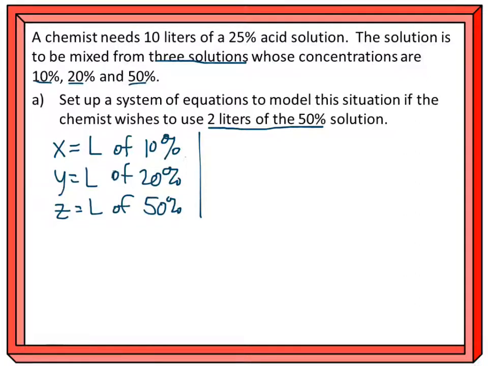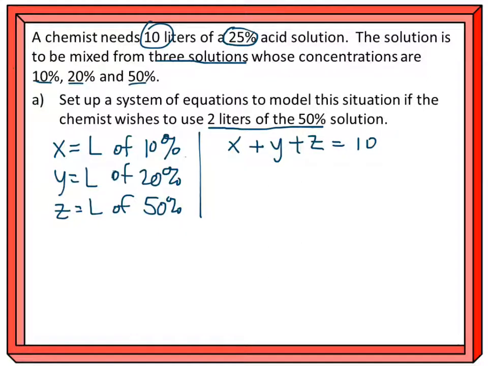Okay? Now, I'm going to write an equation based on this 10 liters. The x, the y, and the z, once we pour them all together, that has to equal 10 liters. So the first equation is just x plus y plus z is equal to 10. Okay? And now we're going to use the fact that we wanted 25% acid solution to write the next one. And this is the equation that most people messed up on.